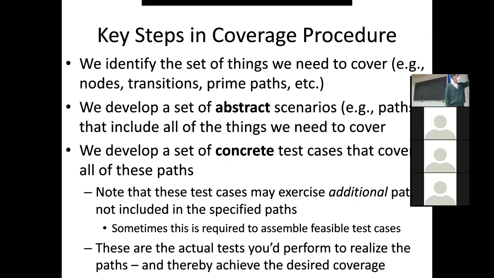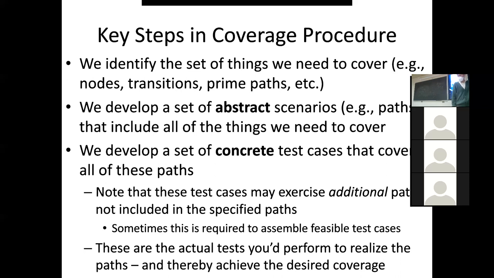Number one, we identify the set of things we need to cover. Maybe it's branches in the code. Maybe it's transitions in that high level, for example, the ATM code, where you have a branch. Alternatively, it's the nodes of that diagram, the states you can be in. You've entered the pin and it's correct and it's just waiting for input, or maybe it's prompting you to enter the pin. Those are two different states.